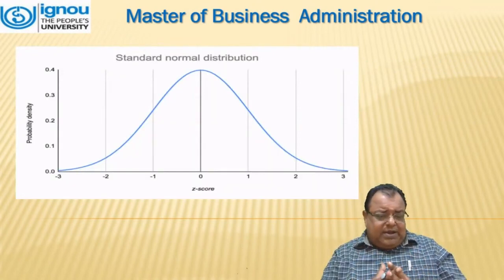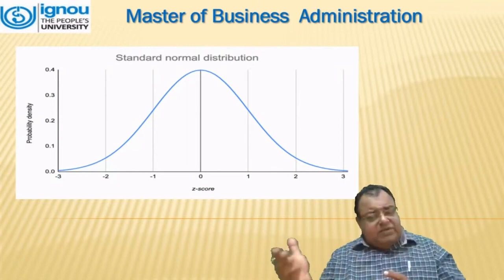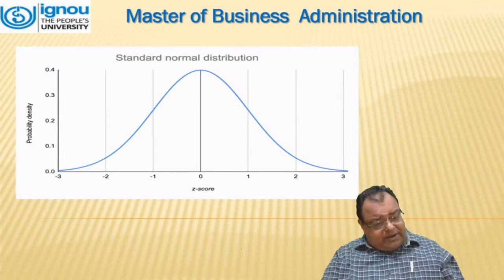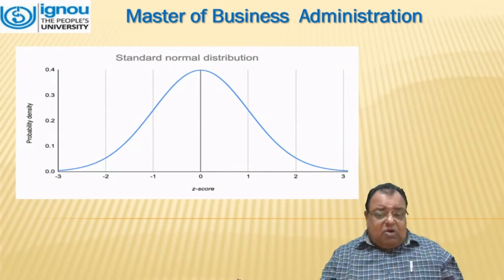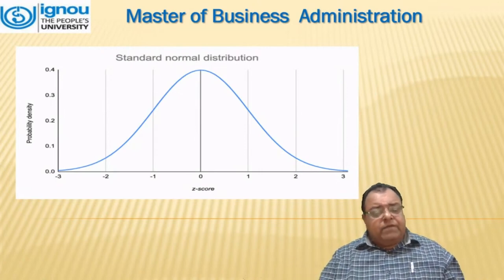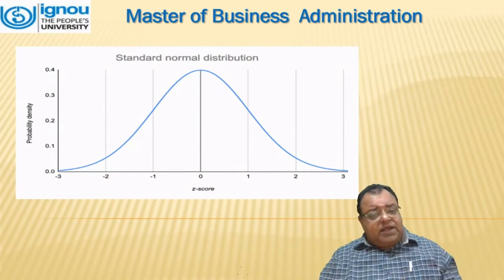This is basically the standard normal distribution. We can see that at the center we have 0, and on the right side the values are increasing from 1 to 3, and on the left side we have -1, -2, -3. We have to remember one thing: this graph never meets the x-axis. It is always away from the base. 50% of the probability is on the left side and 50% is on the right side.